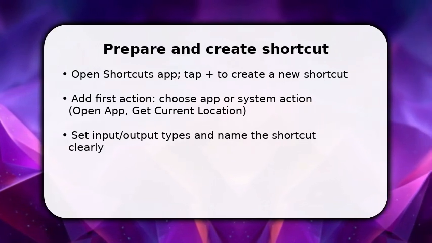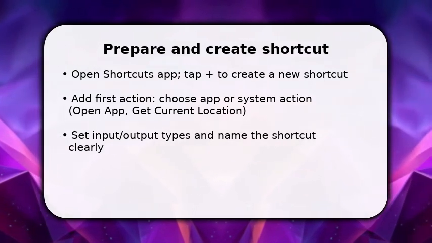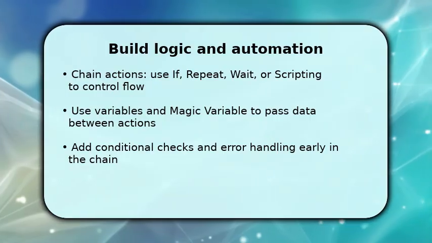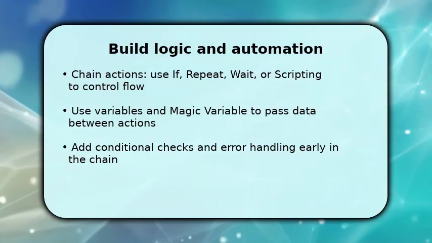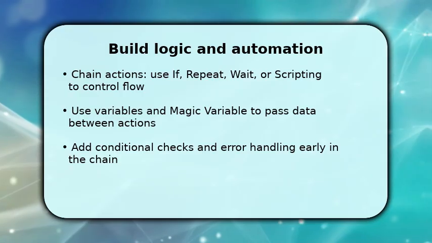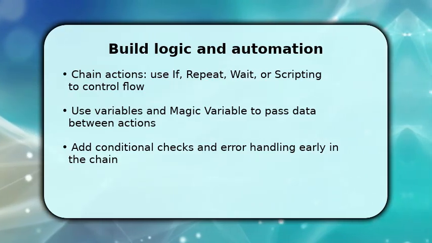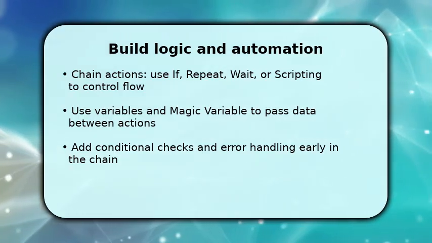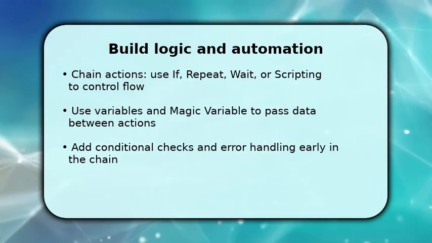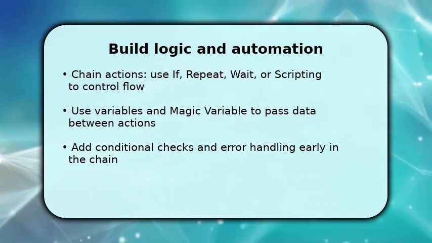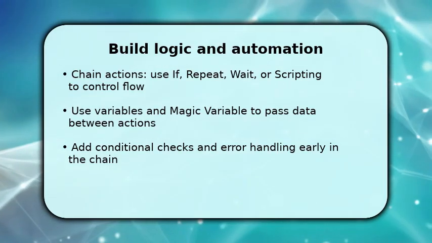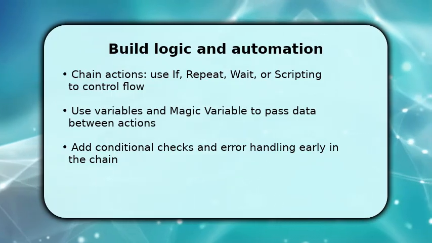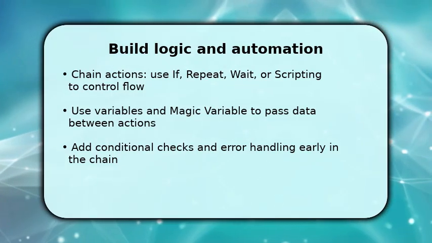You now chain actions to implement the core logic. Use if, repeat, wait, or scripting actions to control flow because they turn simple steps into a robust process. Use variables and magic variables to pass data between actions. This avoids hardcoding values and makes the shortcut reusable. Once done, add conditional checks and basic error handling so the shortcut can skip or retry steps.